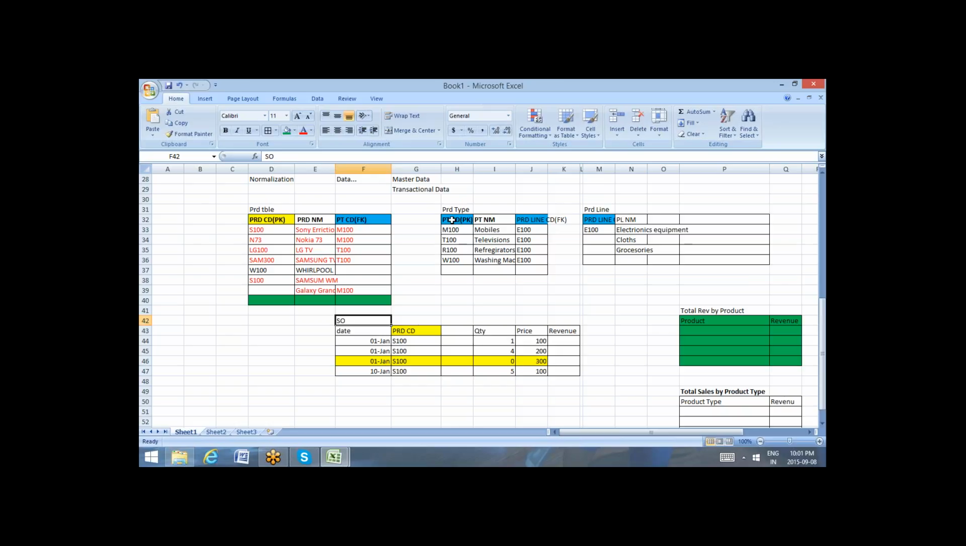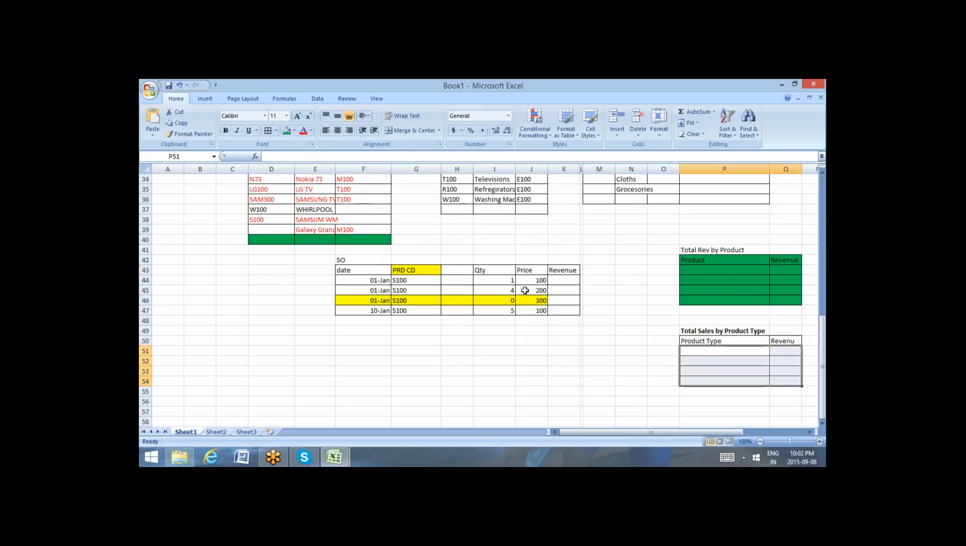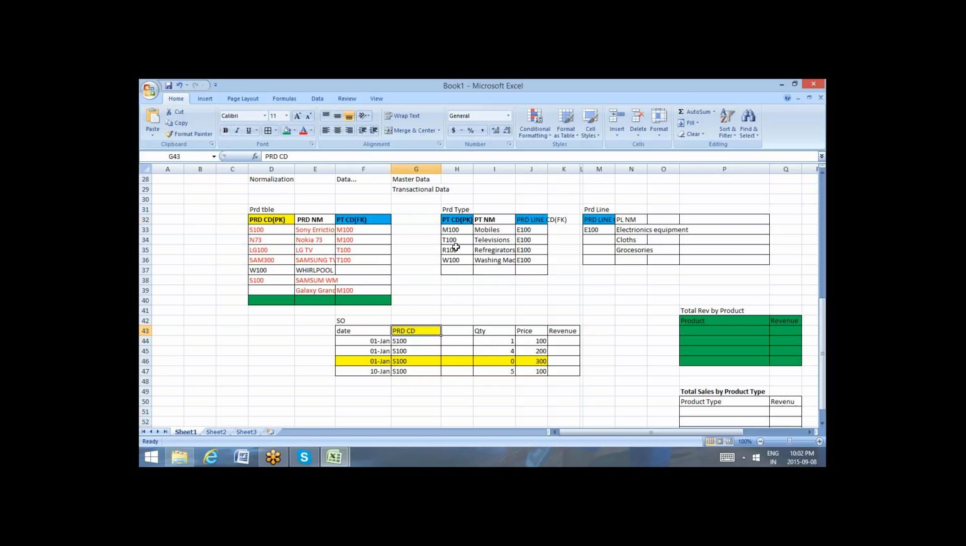So here in the product type table, we have a product type code as a primary key, but in the sales order transaction table, we don't have a primary key. Okay, foreign key also. So now to generate this kind of report, somehow I need to join these two, but there is no common column. How is it going to be done?